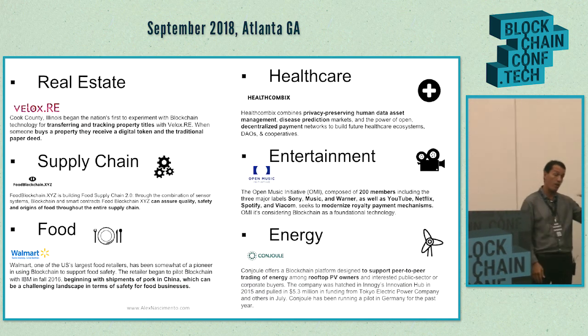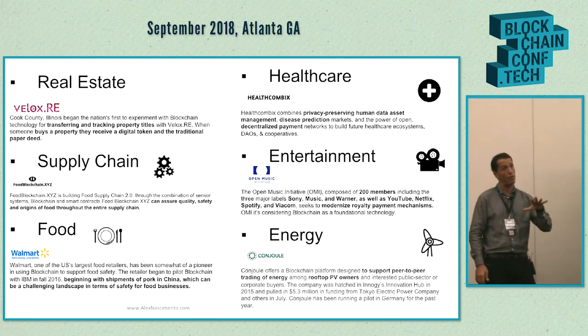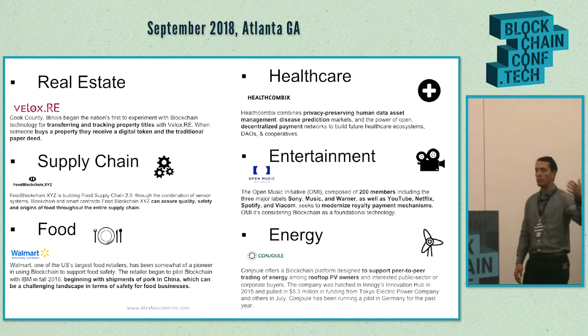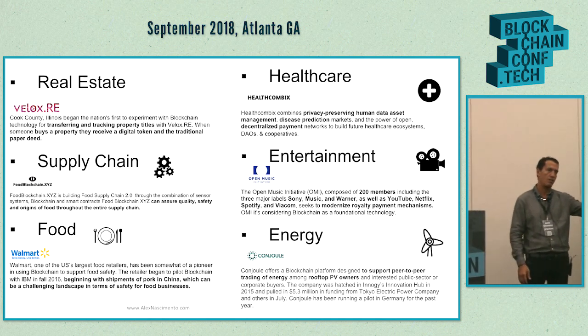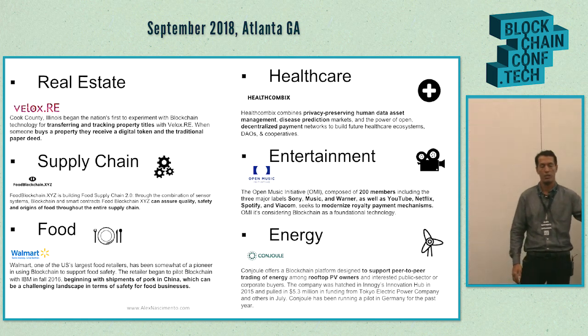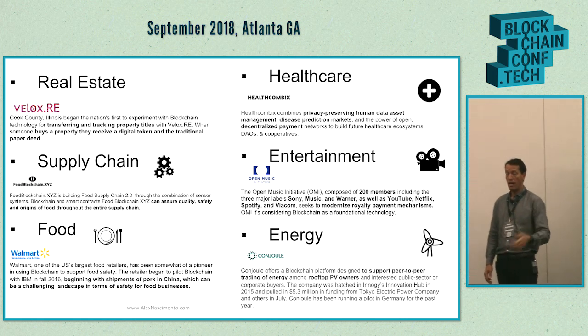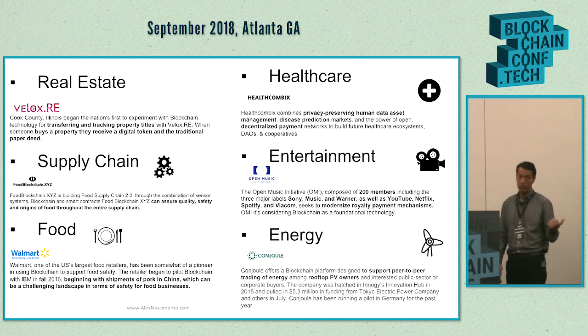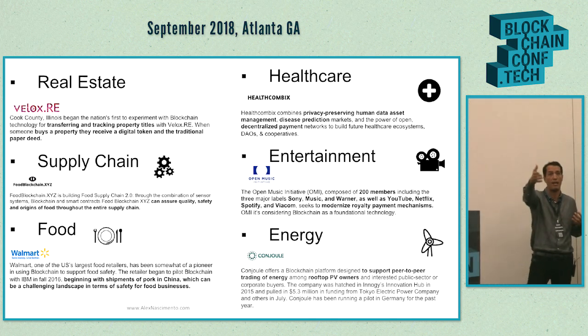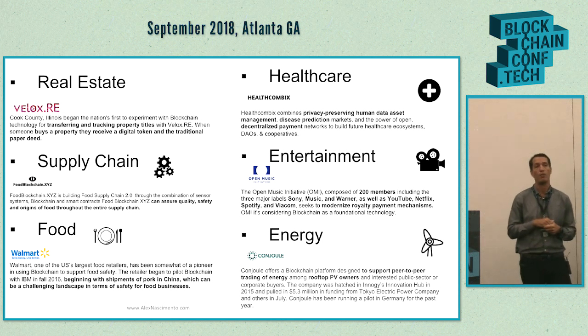So here are a couple of real examples, right? I just went over the use cases, what we could do. But here are some real examples. So Velux RE is already doing this in Chicago, where they're storing on the blockchain the deeds and the titles of property, so that you could sell your house and pass it over to the next buyer without going through an escrow account.